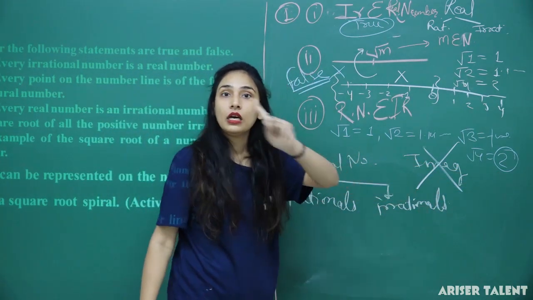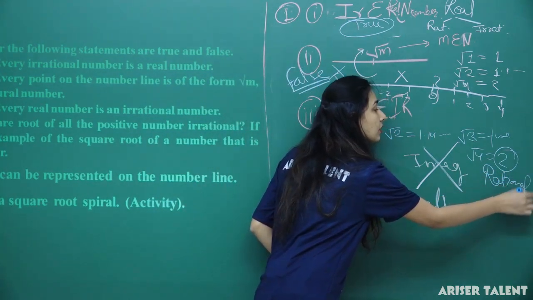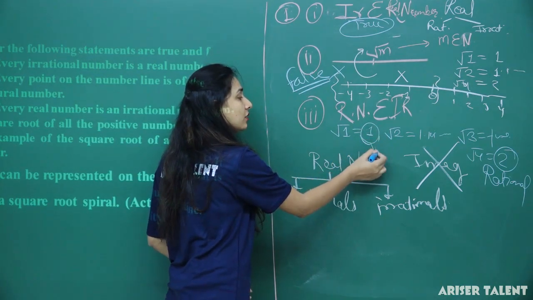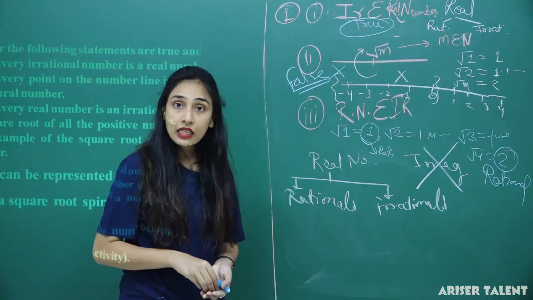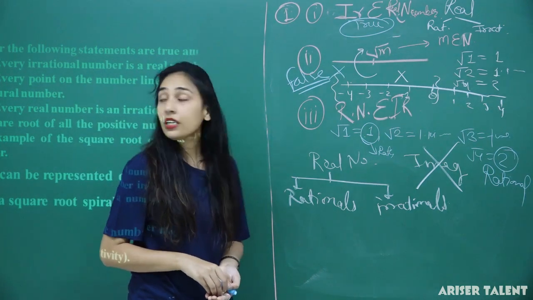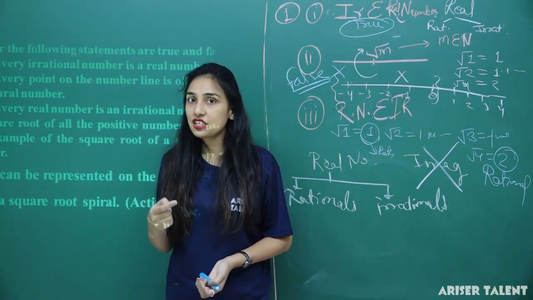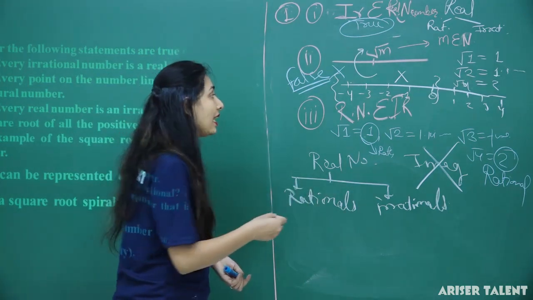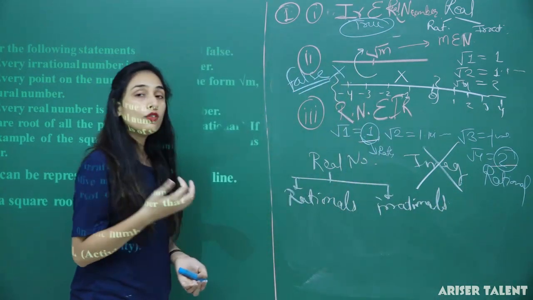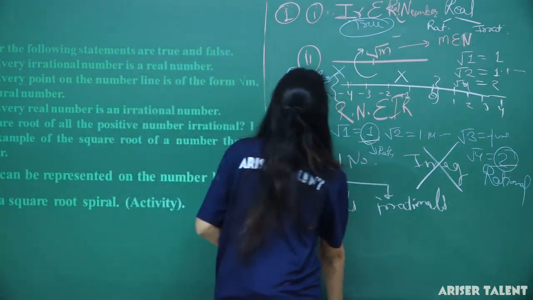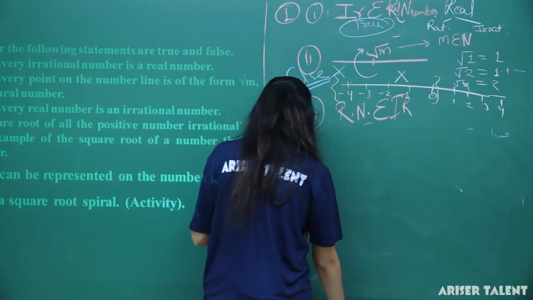Root 4 is rational. If I am talking about root 1, this is also rational. So, on the contrary, the statement that every real number is an irrational number is wrong, because we have 1 and 2, the values of root 1 and root 4. So this statement is false.